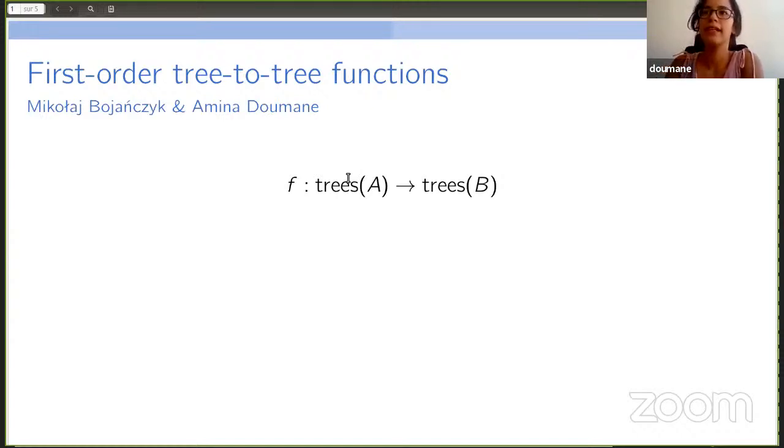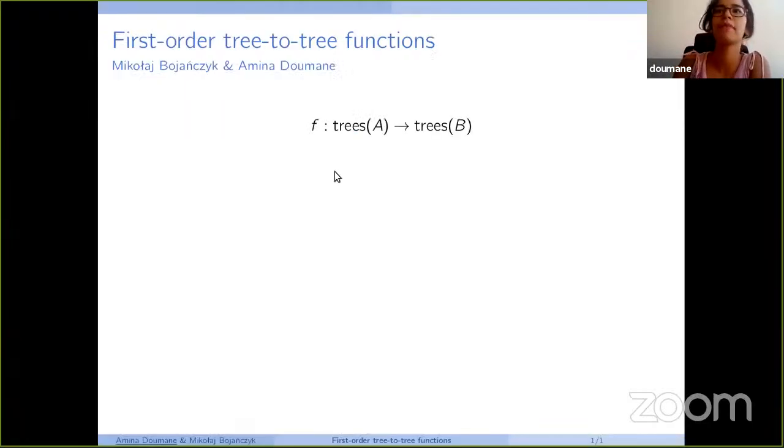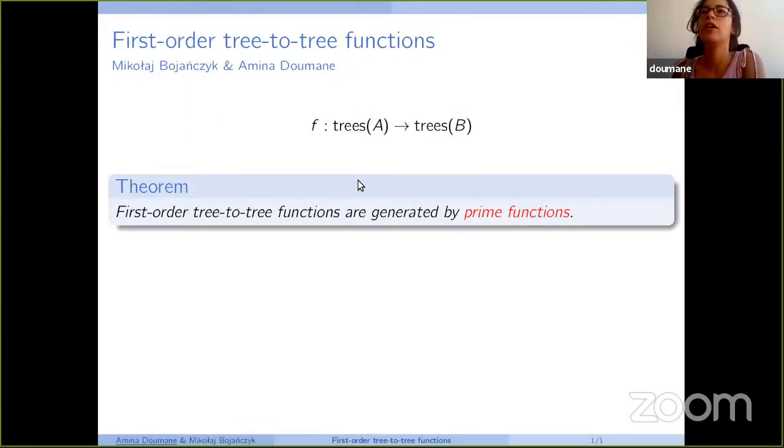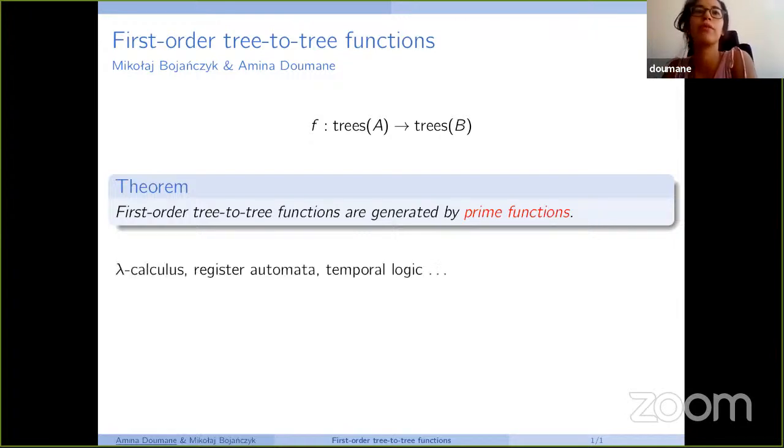So the main result of the paper was to add a third characterization, which is more compositional. More precisely, we came up with a reasonable set of functions that we call prime functions, and we showed that prime functions generate by composition the whole set of first order tree-to-tree functions. To get the result, we combined several results about lambda calculus, register automata, temporal logic for trees, etc.